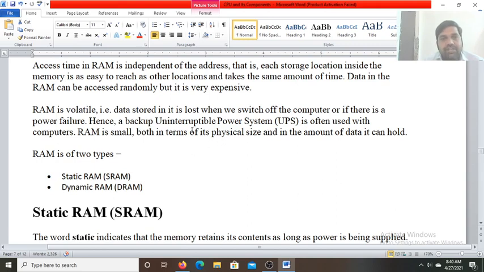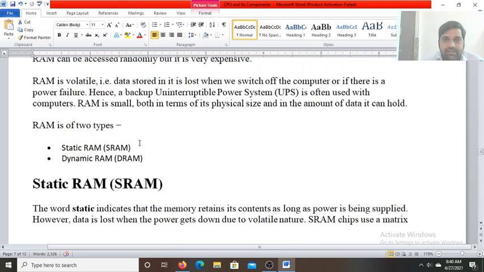For that purpose, we are using the UPS in the computer so that we get the time to save our data in the hard disk. Because while working, all the data is saved on the RAM only. But if there is a sudden power failure, everything present in the RAM will be erased. So that's why the UPS, uninterruptible power system, is needed to give at least 1 or 2 minutes of backup to save our data on the hard disk.